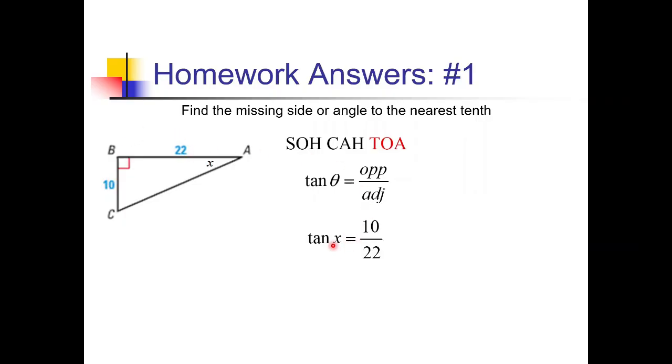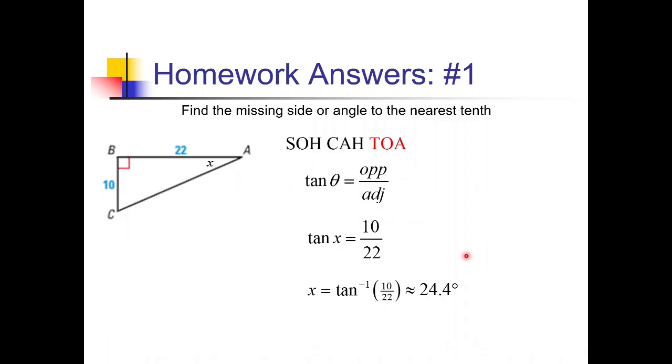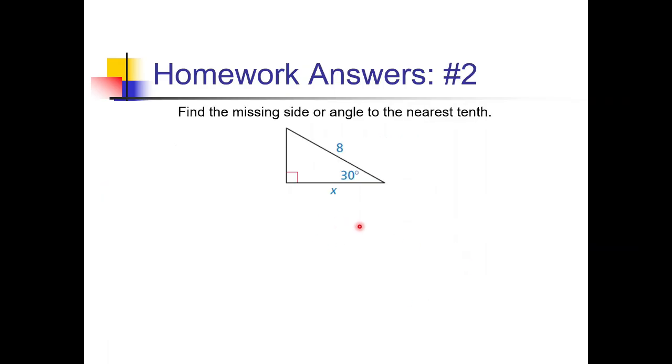In order to get the angle, I need to take tan inverse of both sides of this equation. So that ultimately means that x is going to be tan inverse of 10 over 22. Let me pull up the calculator and run those numbers. So let me do tan, and then a little -1 up here makes it the inverse, and then I'll put parentheses 10 over 22 in there, and that comes out to 24.4 degrees.